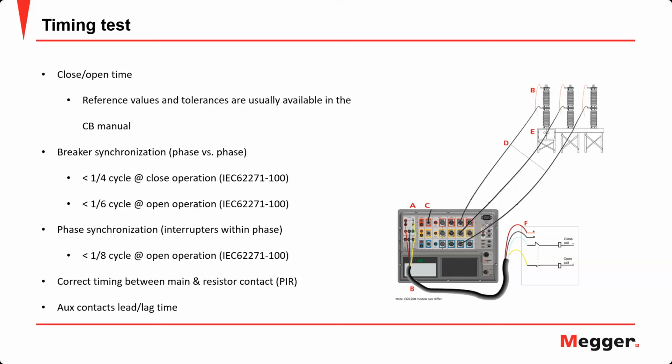You can also get information about the timing difference between the 52A and 52B contacts compared to the main contacts of the circuit breaker.